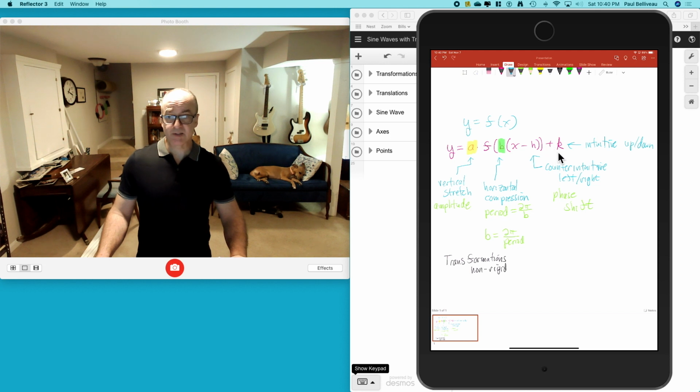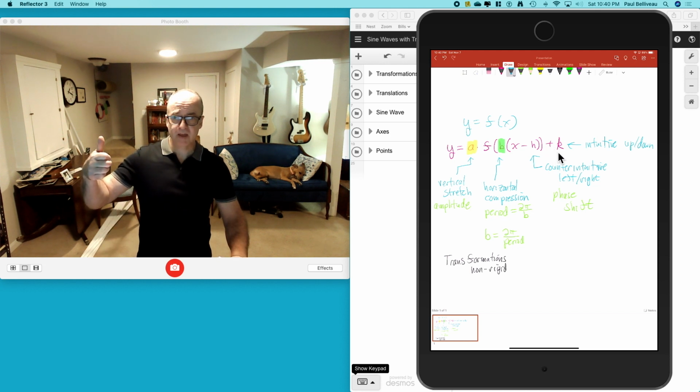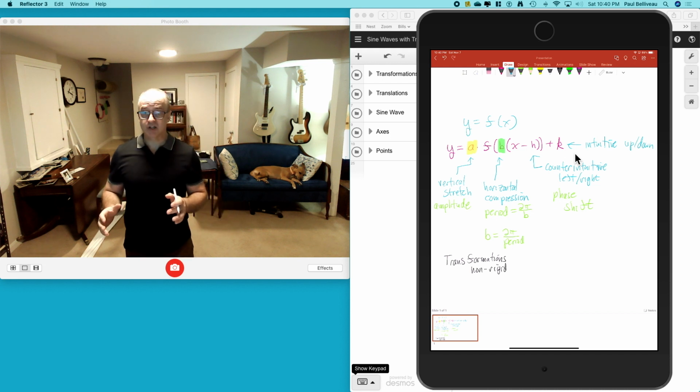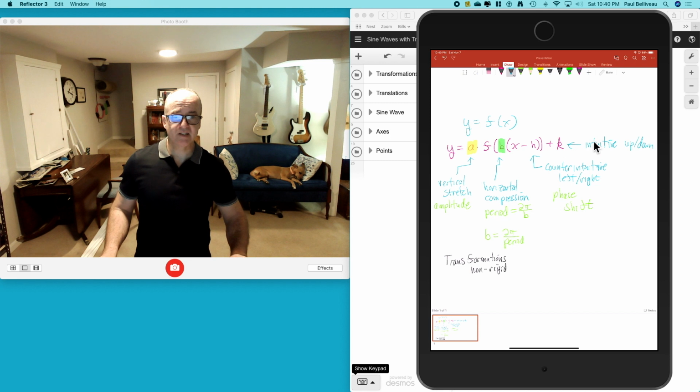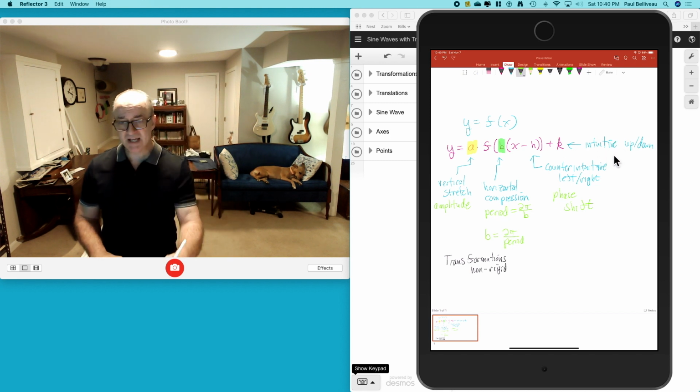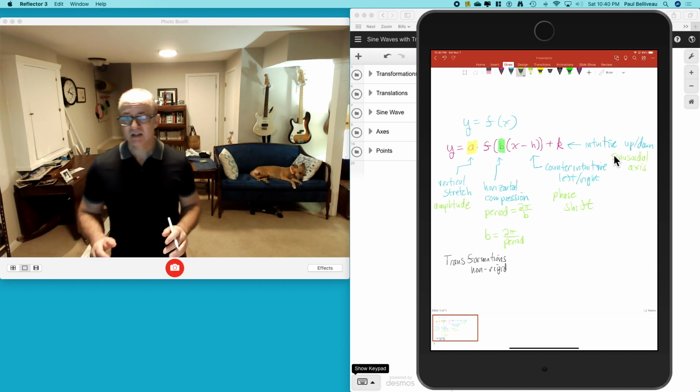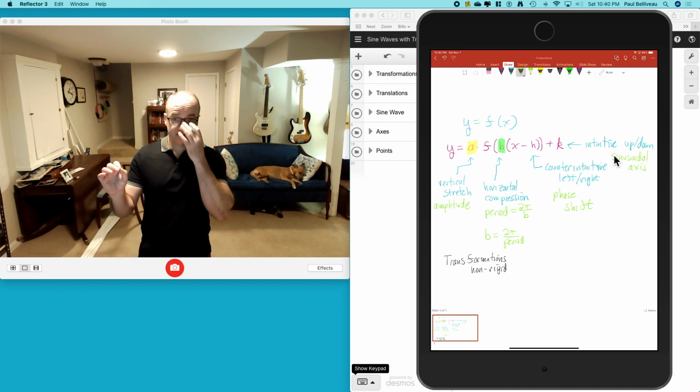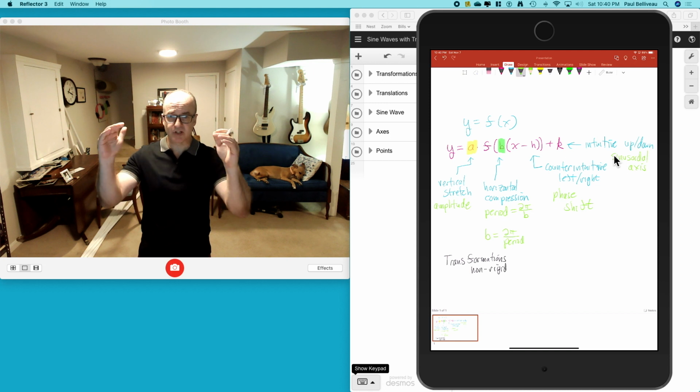Intuitive because when it's positive, the function goes up. And when it's negative, the function goes down. It's in line with what we've been teaching you. Positive is up, negative is down. So this is my intuitive up-down value. Okay? And its special name, again, just for sines and cosines, is the sinusoidal axis. Okay, it's that middle line, that x-axis on the parent function, moves up and down with a sine wave.